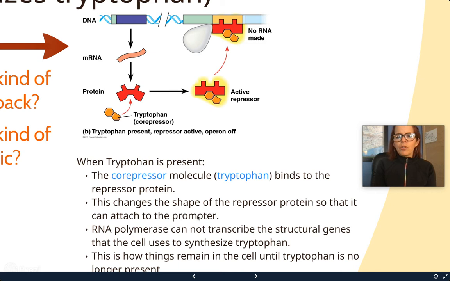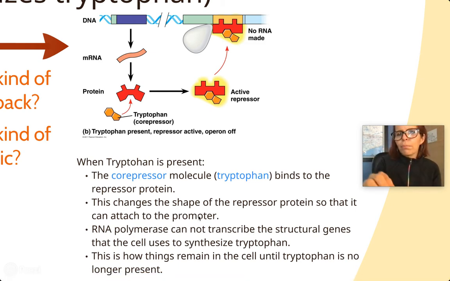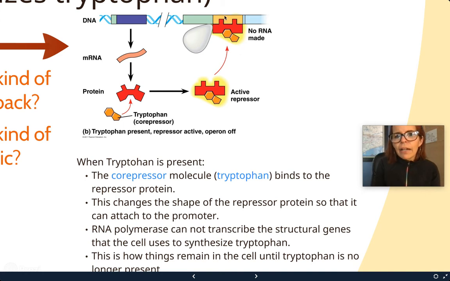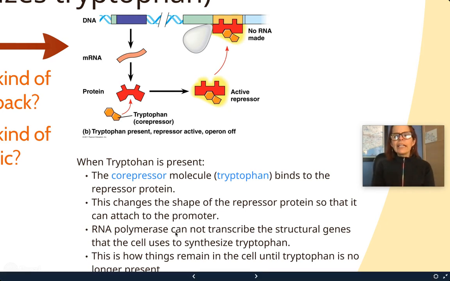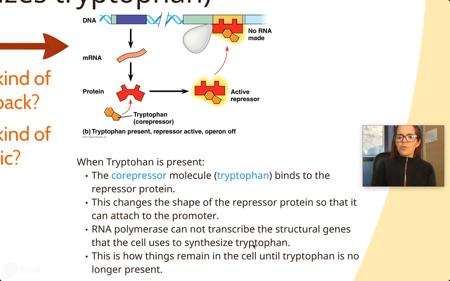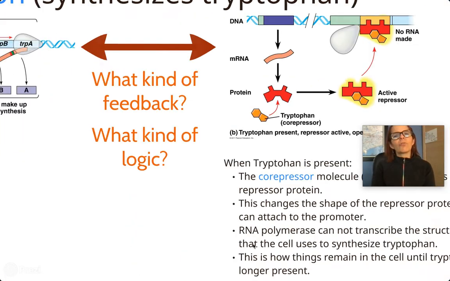The operator is a part of the promoter. So this little yellow area is called the operator, but the whole section is called the promoter. You can see that better in the lac operon diagram than right here. RNA polymerase cannot transcribe the structural genes that the cell uses to synthesize tryptophan, and that's good because we don't want to waste the energy. And this is how things remain in the cell until tryptophan is no longer present.